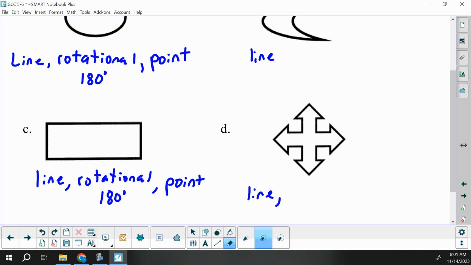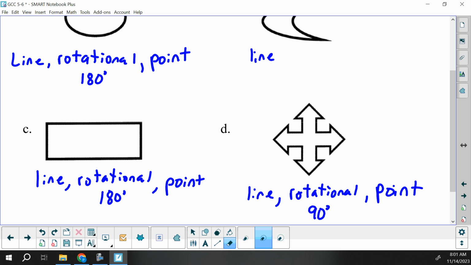We would have rotational here, and here we would only have to do a quarter turn for it to look the same. So that would be 90-degree rotational symmetry. Well, if it's got 90 degree, it would have each multiple of 90, so 90, 180, 270. If it has 180, then that would be point symmetry, because that is when it looks the same if it's spun upside down.